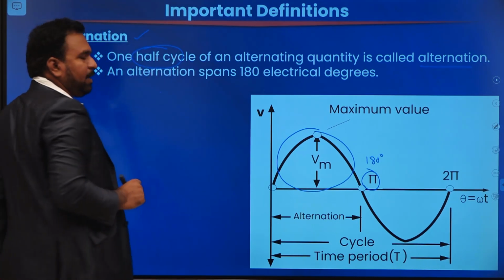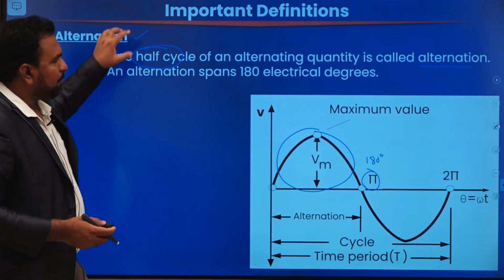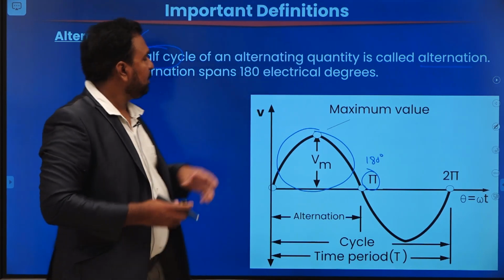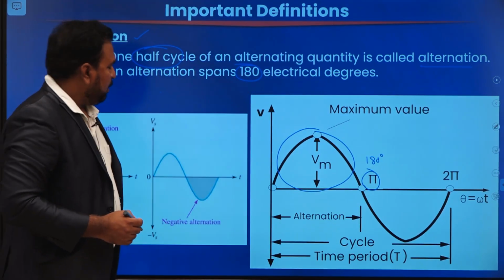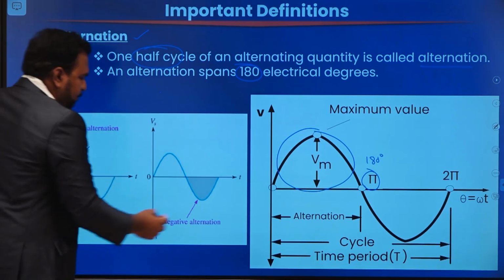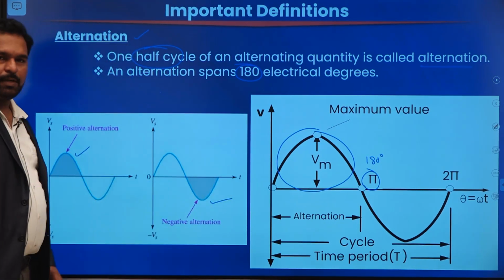One half cycle, keep that in mind. One half cycle of an alternating quantity is called alternation and it spans 180 degrees. So this is the positive alternation, and the negative half cycle is called the negative alternation.